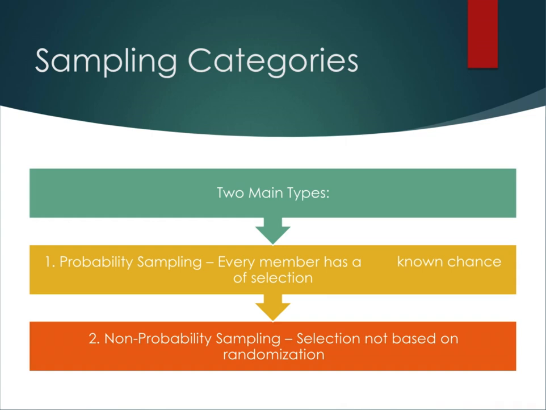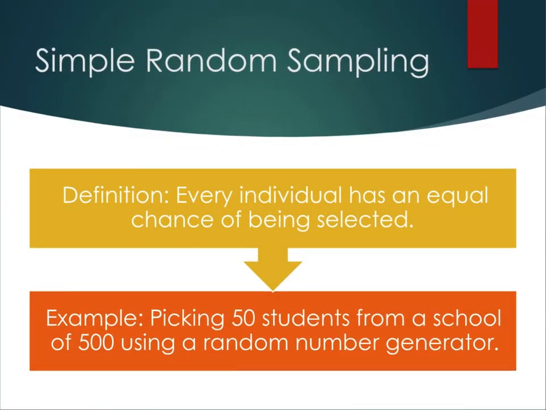There are two main categories of sampling: probability and non-probability. Probability methods involve random selection, non-probability methods do not. Simple random sampling gives each individual an equal chance of being selected. For example, selecting 50 students from a school of 500 using a random number generator.